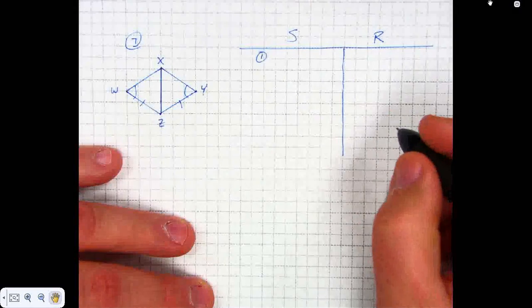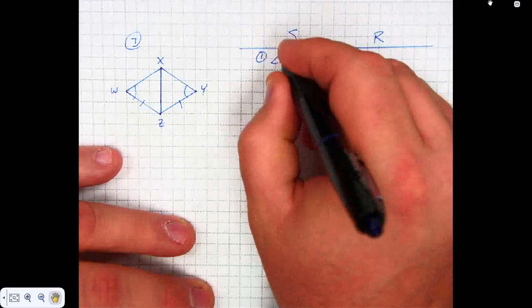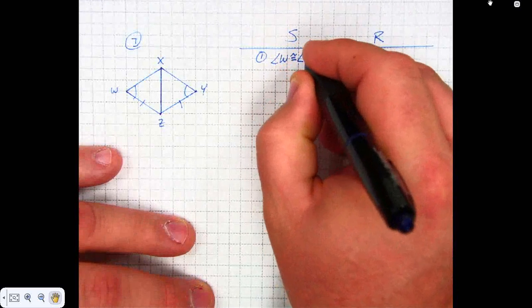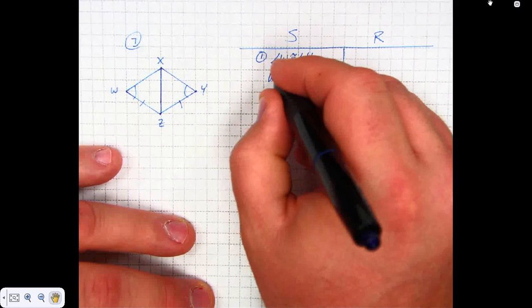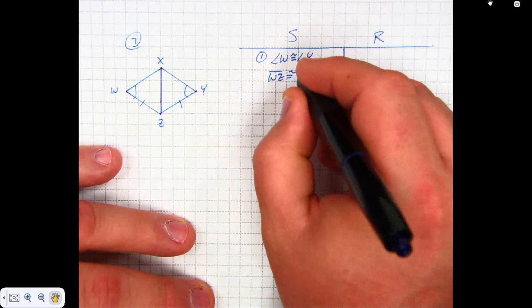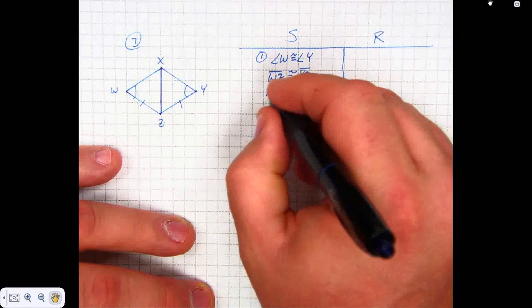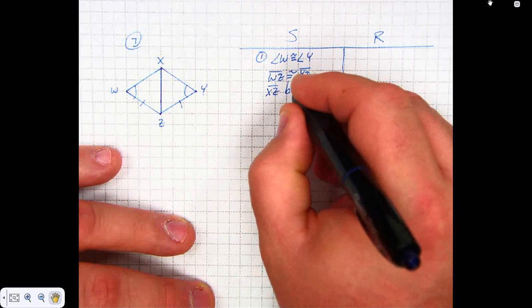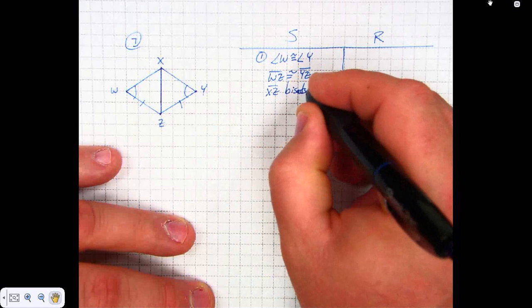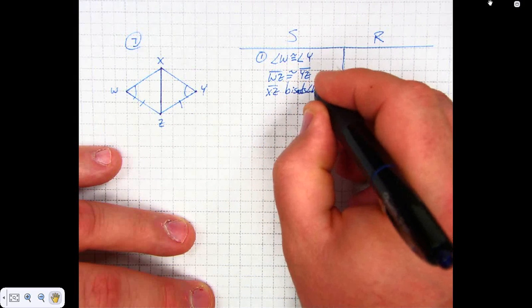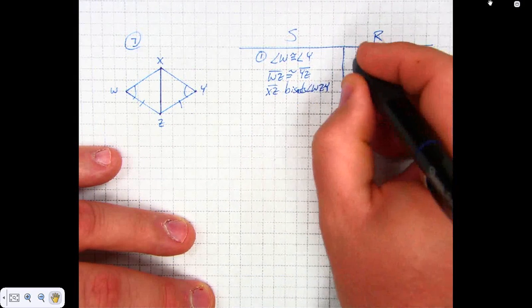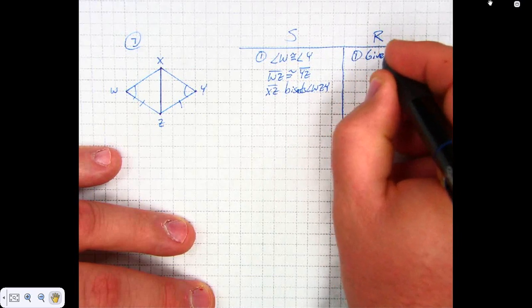It's given to us that angle W is congruent to angle Y, and that WZ is congruent to YZ, and that XZ bisects angle WZY. That is all given.